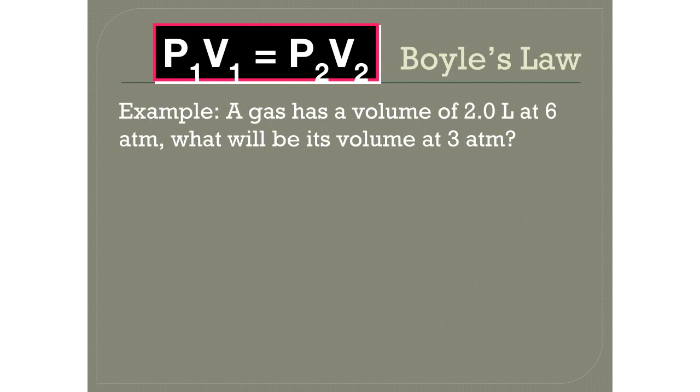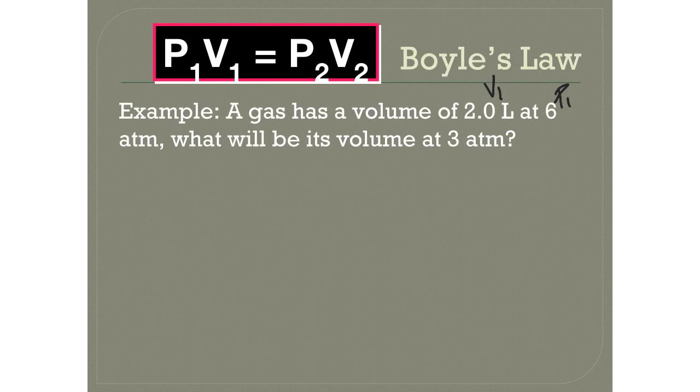So let's look at Boyle's law. A gas has a volume of 2 liters. Liters is a volume, so I'm going to label that V1 so I know that's my first variable. At 6 atm. We just looked at how atm is pressure, so this would be labeled as P1. What will its volume be at 3 atmospheres?